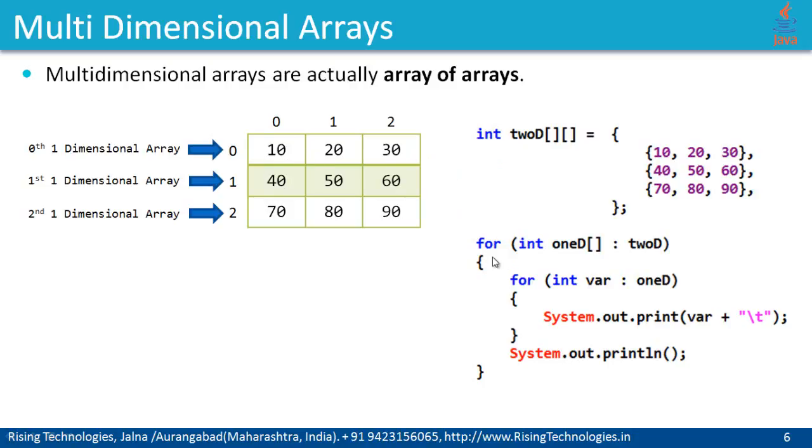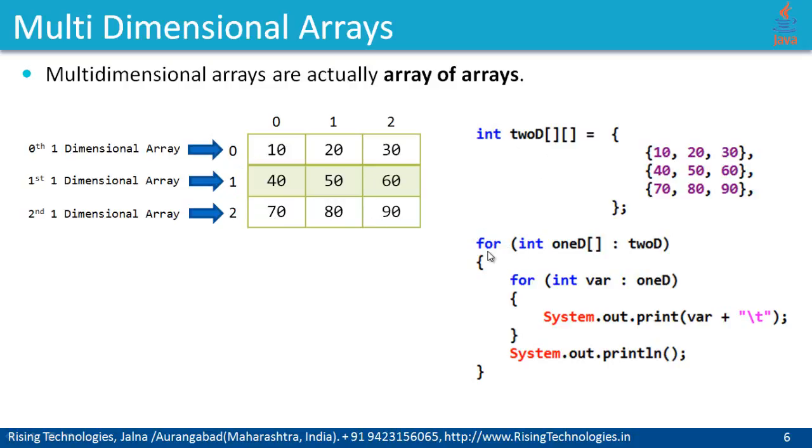So look at this outer for each loop. I have said for each integer one-dimensional array in two-dimensional array. So this outer for loop is going to execute 3 times, because this two-dimensional array is going to have 3 rows. That means this 2D array is a collection of 3 one-dimensional arrays.